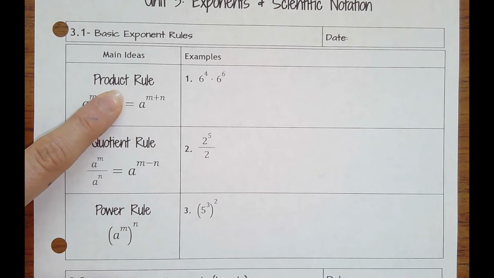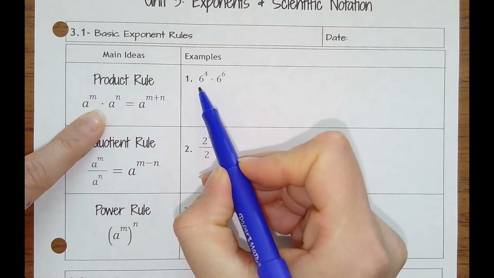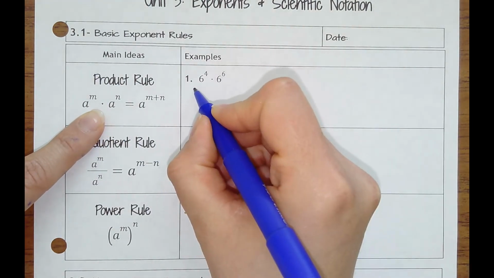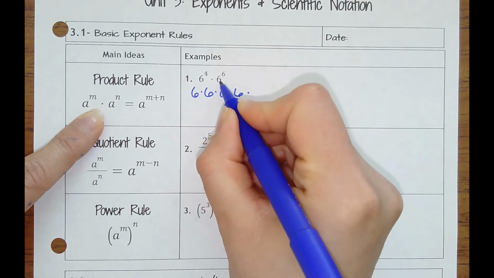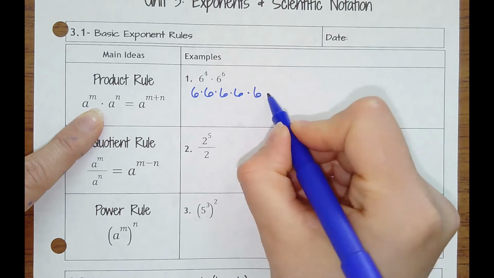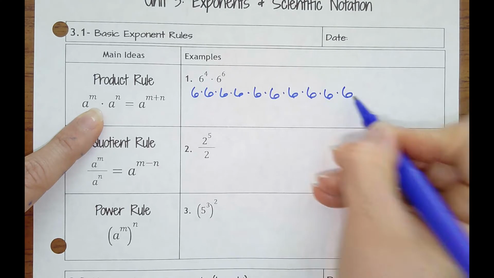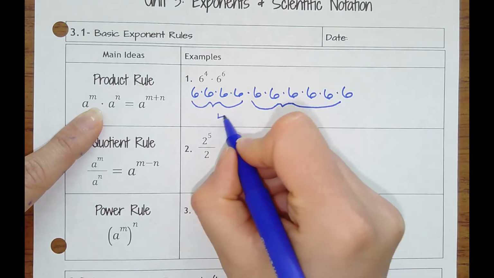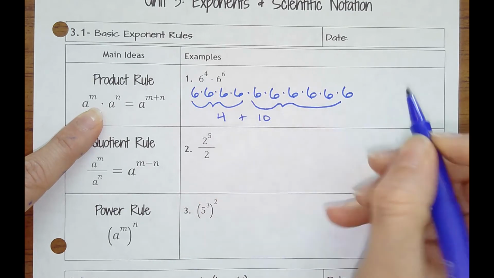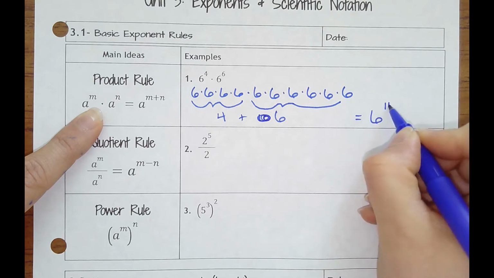First is called the product rule because product is the answer to a multiplication problem. So here's kind of the template for it. But what's happening is if I have 6 to the 4th power, I know that that's 6 times itself 4 times. Times 6 times itself 6 more times. 1, 2, 3, 4, 5, 6. So you should be able to see that 4 here and 6 here, you're really adding to get 6 to the 10th power.